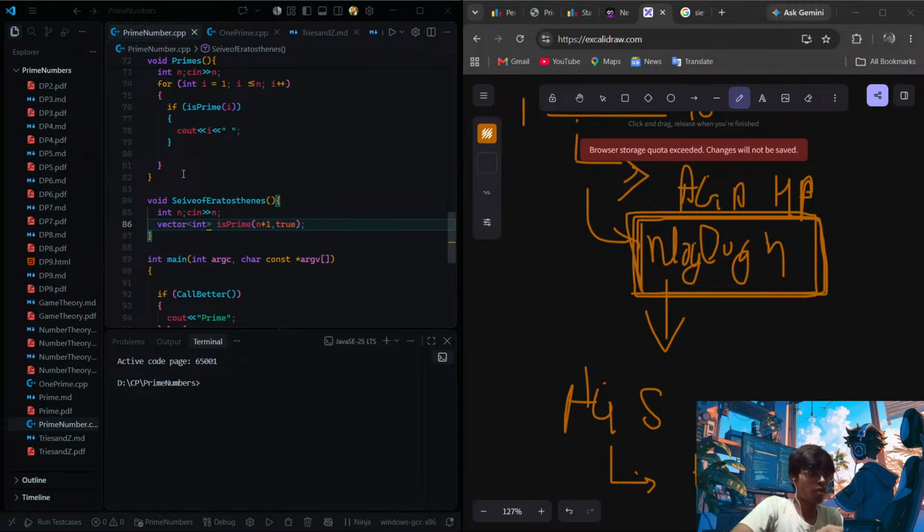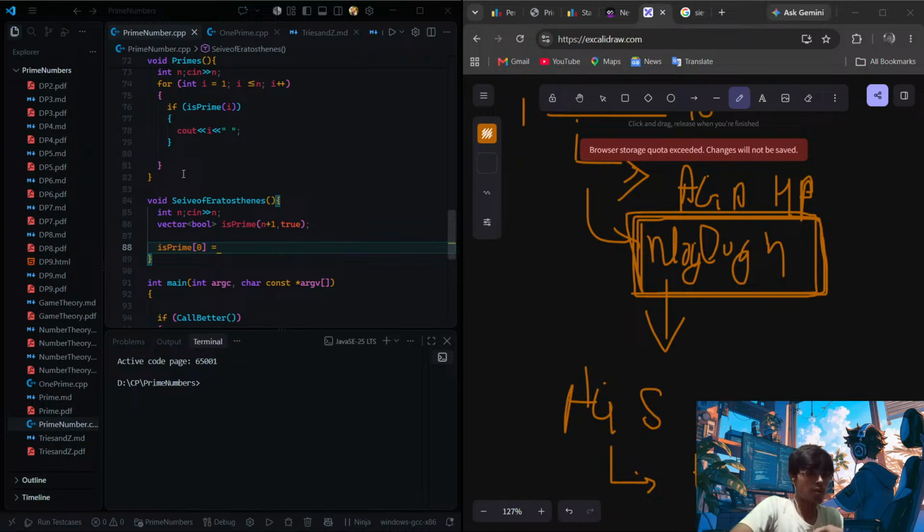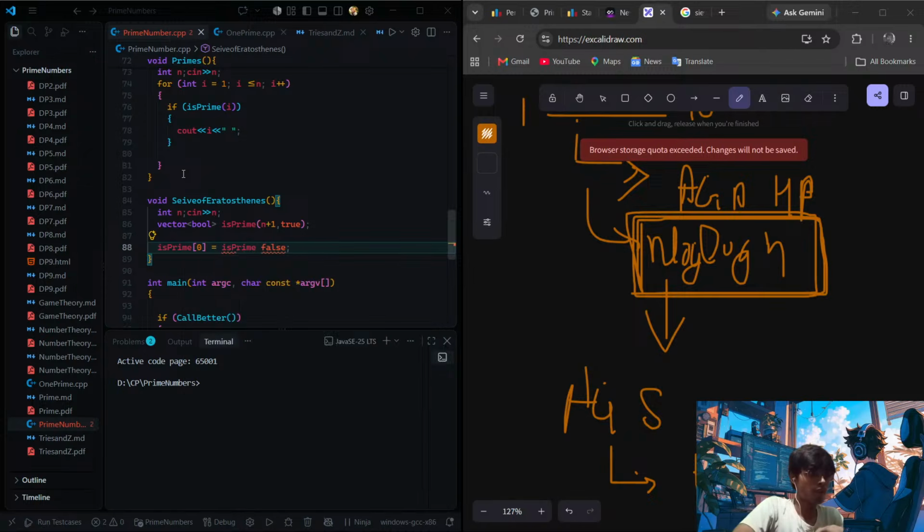Basically this is a Boolean array. And now I know that 0 is not a prime number, so I will mark this as false. 1 is also not a prime number. So is_prime[1] and is_prime[0] are both false, because 0 and 1 are not prime numbers.